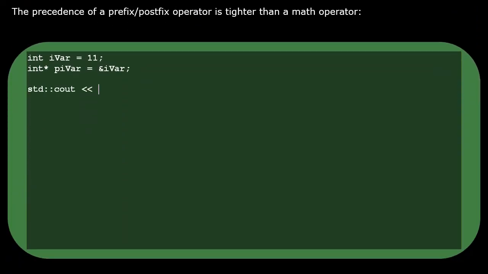The precedence of a unary operator is tighter than a math operator. This makes it convenient to naturally express some mathematical combination of operands, where each operand might be doing something like dereferencing a pointer or maybe indexing an array.